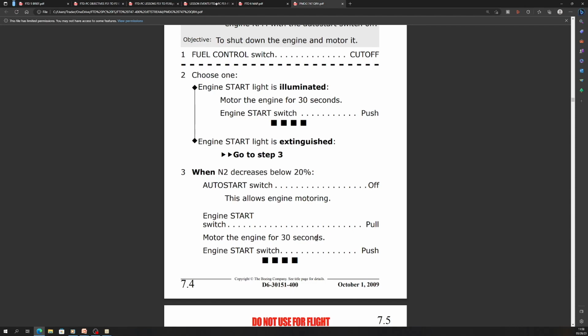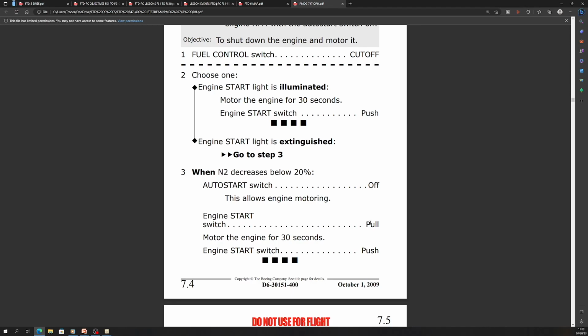Motor the engine for 30 seconds. And then after 30 seconds, engine start switch push. So we're doing the same thing. We're motoring the engine, but in this case, because the engine start light was extinguished, we had to bring the auto start switch off and pull. It may be pulled already, but it says engine start switch pull. You're just making sure it's pulled. It's probably pulled already, but you're going to go up there and pull it anyway.